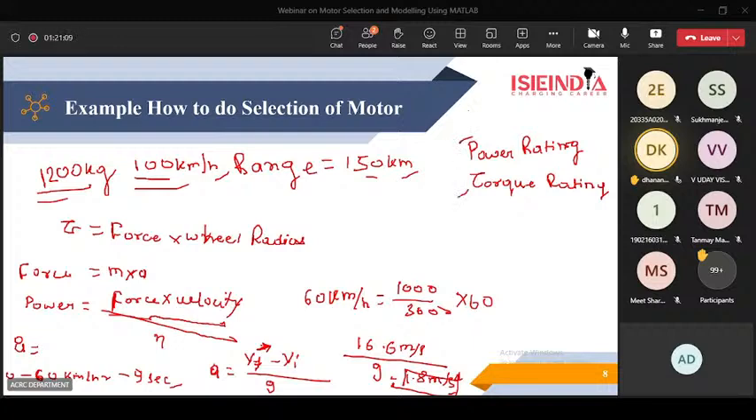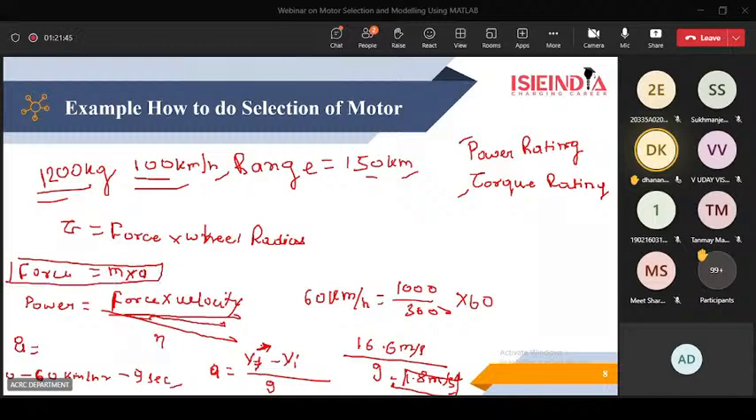So for power rating, my first process is to calculate the power, and then second is to calculate the torque. For power, we have force into velocity, divided by the efficiency, because the motor will have some efficiency. So force into velocity is the power, which is divided by the efficiency of the motor. Now, force: we can see the force is nothing but mass into acceleration.